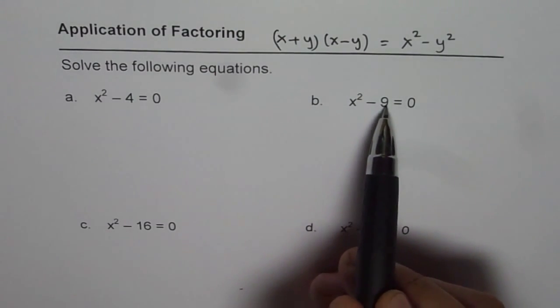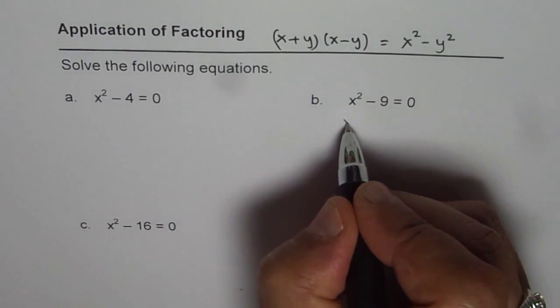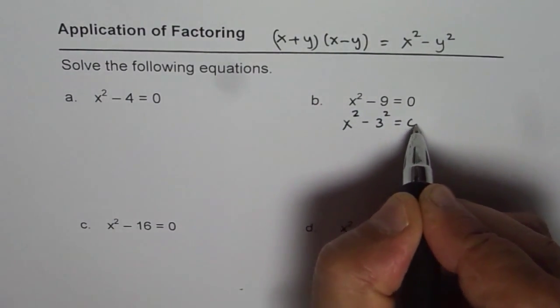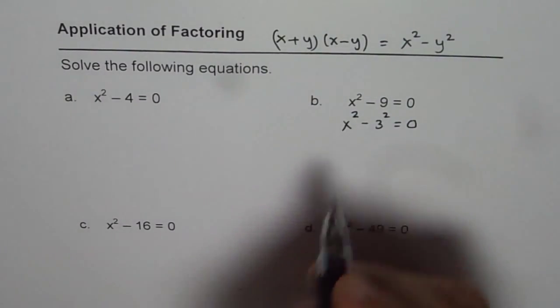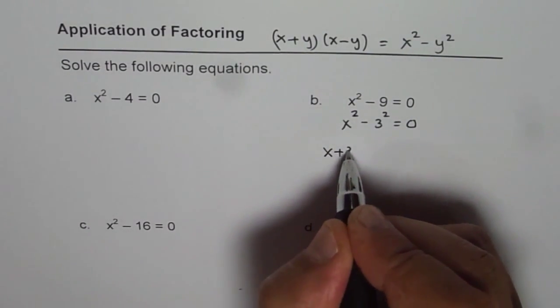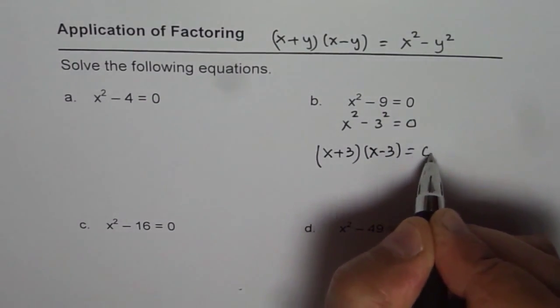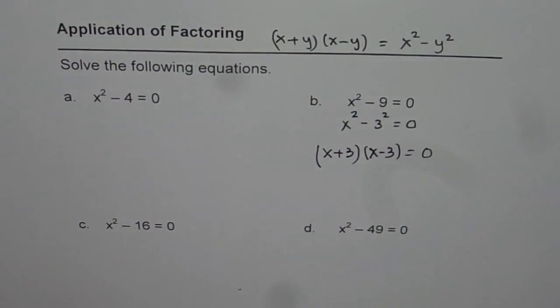X squared minus 9 equals to 0. I could write, think about it like this, x squared minus 3 squared equals to 0. So I can factor this as x plus 3 times x minus 3 equals to 0. Correct? So that's a factoring technique which we have learned for difference of squares, right?